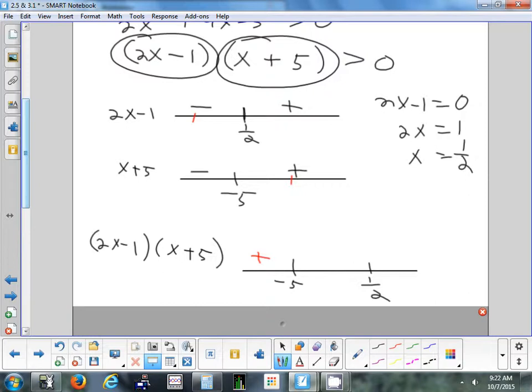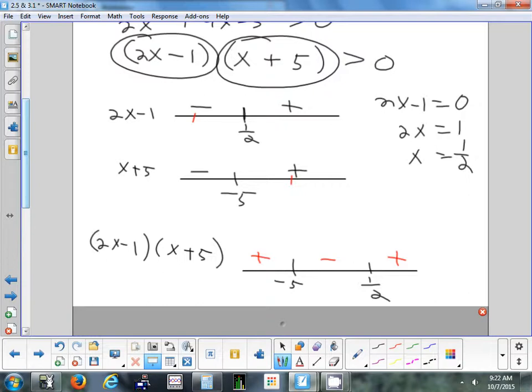Okay, let's look between negative 5 and 1/2 in both. Okay, top one. Between negative 5 and 1/2, what kind of numbers? Negative. Okay, between negative 5 and 1/2 and the bottom one? Positive. What's a negative times a positive? Negative. And then let's look at what happens when we're bigger than 1/2. Top one, bigger than 1/2? Positive. Bottom one, bigger than 1/2? Positive. Positive times positive? Positive.